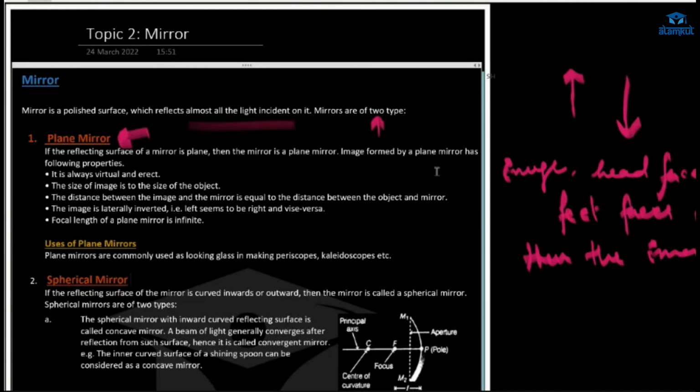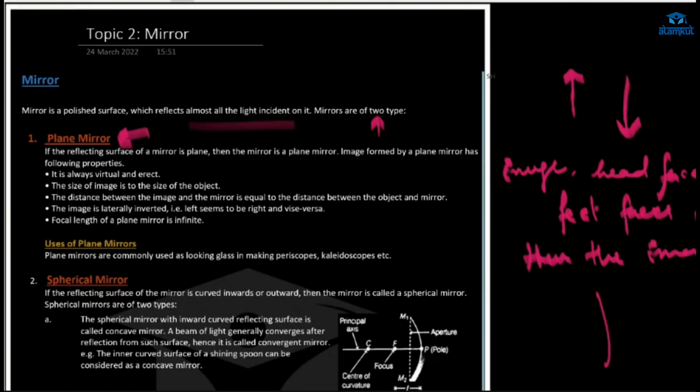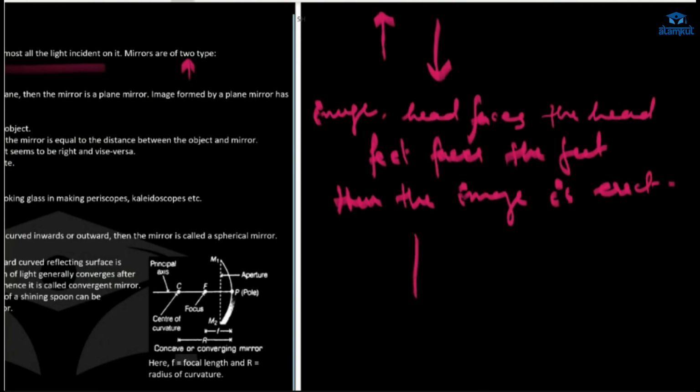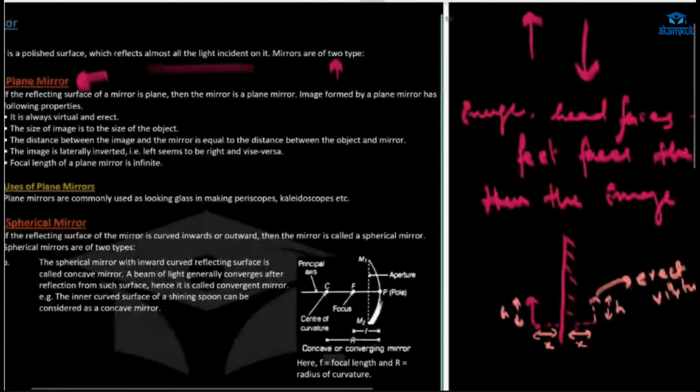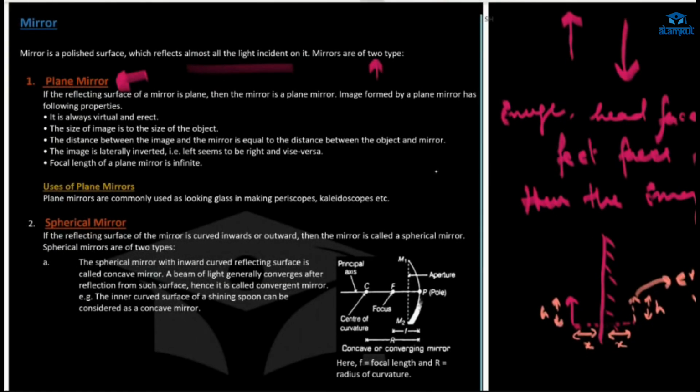This is your plane mirror. If you are standing here, you will experience the same image. Your image will be erect and at the same distance from the mirror. Like this is X, so this will also be X, and the image will also be of the same height. If this is H, then this will also be H. This will be erect and virtual. The distance between the image and the mirror is equal to the distance between the object and the mirror.